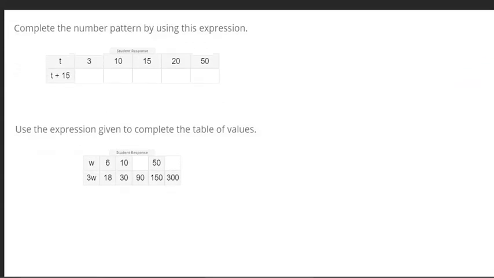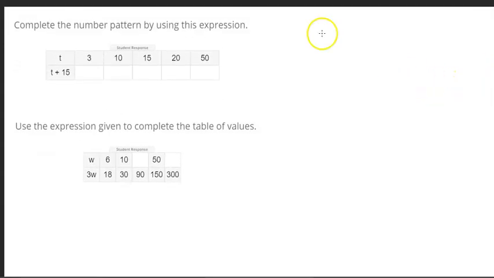Here we're going to complete the number pattern by using a certain expression. The expression is this here, t plus 15. So remember, t just means term. If you give me a term, I can give you an expression to change this. So what you're inputting into the expression gives you what's called an output. What we're doing to this term is just adding 15 to it.